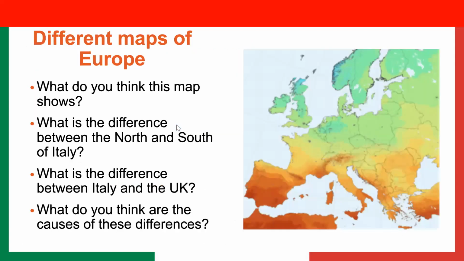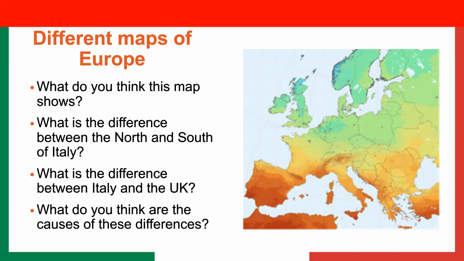Okay, so we've got some different types of maps of Europe. I want you to have a think. What do you think this map is showing us? We can see the different colours. What might it be showing us? Have a little think.